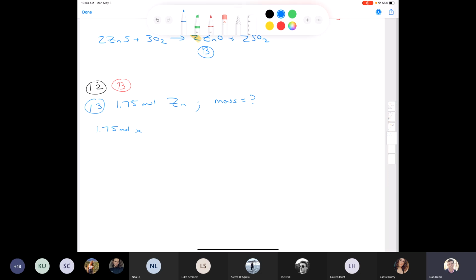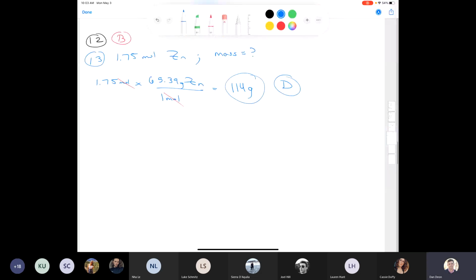If I go over to my zinc on the periodic table, zinc is element number 30. I see that zinc has an atomic mass of 65.39 grams of zinc in 1 mole of it. So moles cancel. I punch that into my calculator. I should have a total of 3 sig figs for my final answer because I only have 3 sig figs here. And I get 114 grams, which is D. That should be a pretty routine calculation for you by now.